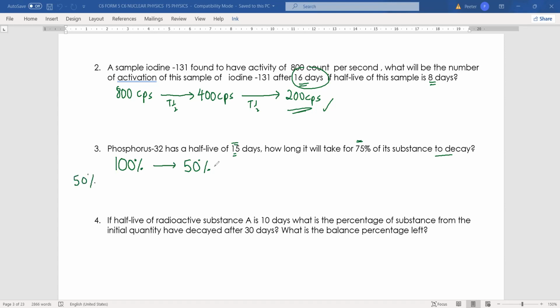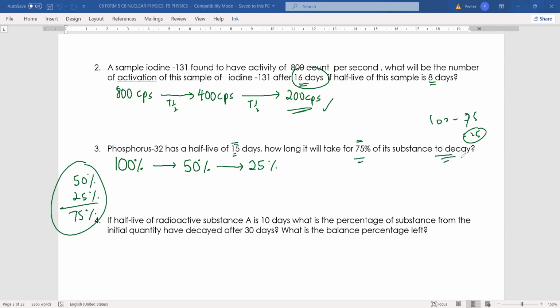Okay, next. This 50% remaining balance will decay again. The remaining balance is 25% of the initial amount. So how many percent gone? Another 25%. So what happened? 75% decayed, right? Because if you take 100 and minus 75, then you get your 25. So if 75% decayed, it took 2 half-lives. Each half-life is 15 days. So the total time taken should be 2 half-lives, 2 times 15, which is 30 days.